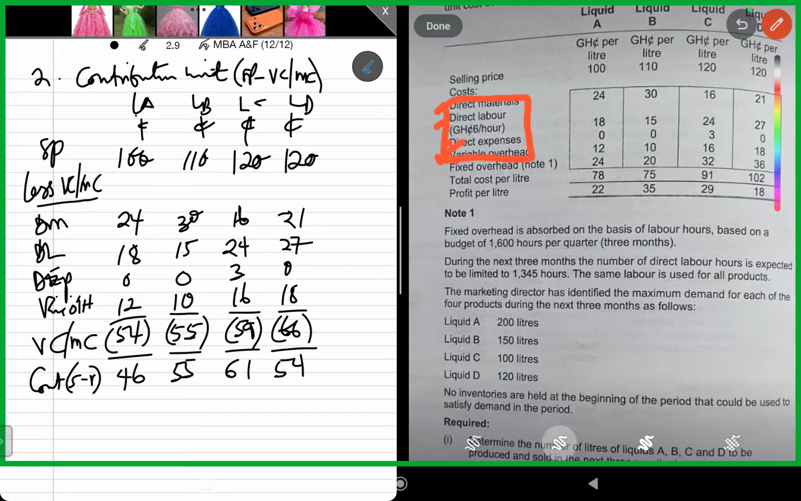So contribution per unit is what we found here. This is contribution per unit for each one. So it is 46 cedis on liquid A, 55 on liquid B, 61 on liquid C, and 54 on liquid D. Are you good? Yes. Good. And the next one is contribution per limiting factor. Is that the next step?